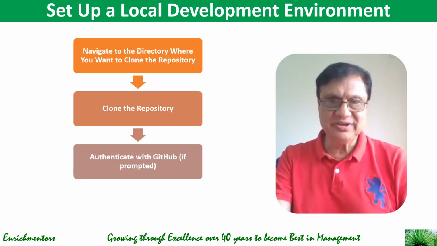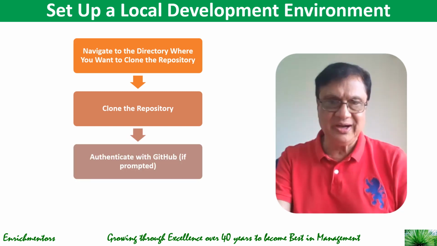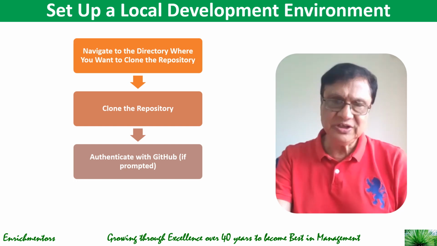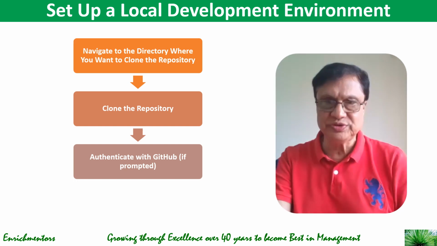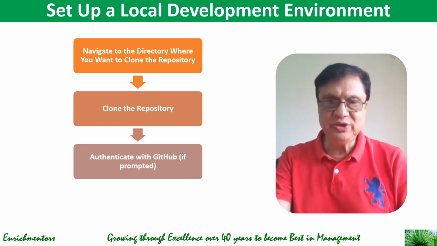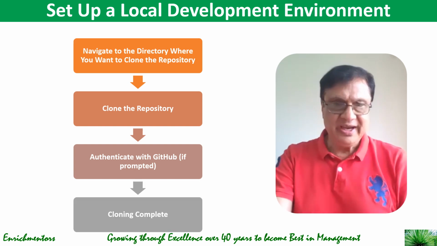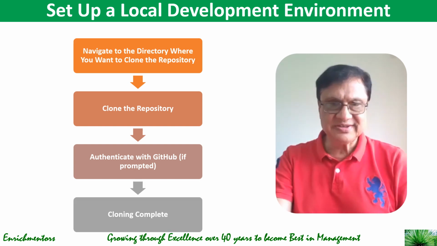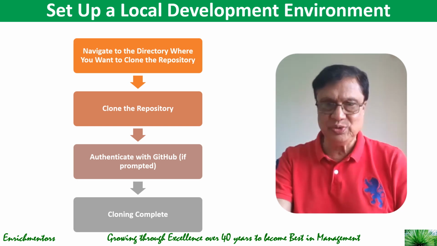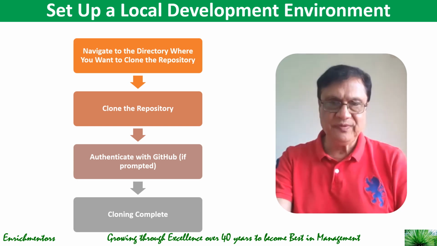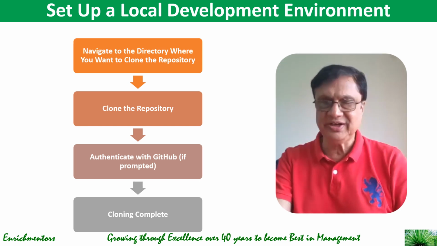Then you need to authenticate with GitHub, especially when it is the first time you are using Git on your local machine, right? And then you will be prompted to enter the GitHub username and password. Some users may use a token for authentication. And then Git will start cloning the repository to your local machine. Once it is completed, you would have a local copy of your forked repository in the directory you have specified.